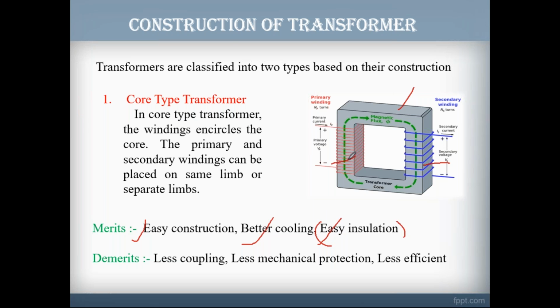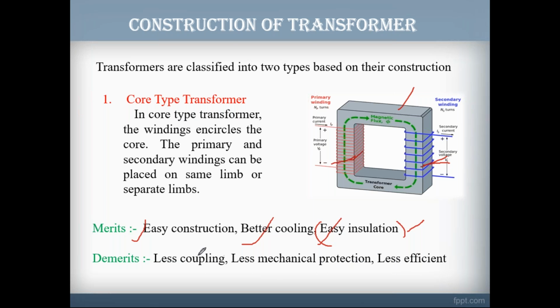Easy insulation means the primary circuit is not connected to it. So it is not necessary to provide more insulation when compared to the shell type transformer. Because in a shell type transformer we put primary and secondary on the same limb, so it requires more insulation. But here insulation is not required. If it is required, you can easily provide the insulation. So these are the three merits of core type transformer. Now let me see the demerits. The first thing is less coupling, less mechanical protection and less efficient.